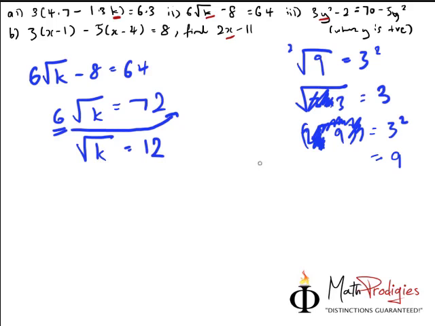Therefore, how do you find k? Look at the right hand side example. You just simply square both sides. When you square both sides, you get k equals 12 squared, which is 144. Bam! So if you got that one right, high five, because you are a math prodigy.